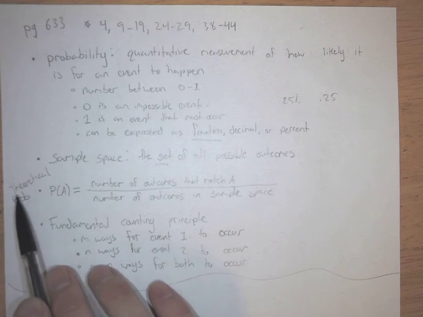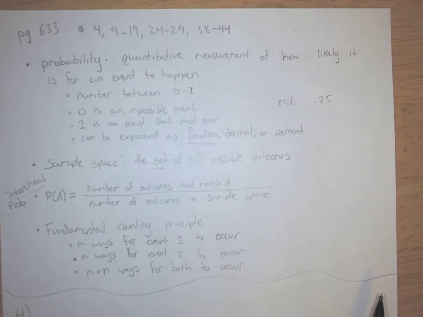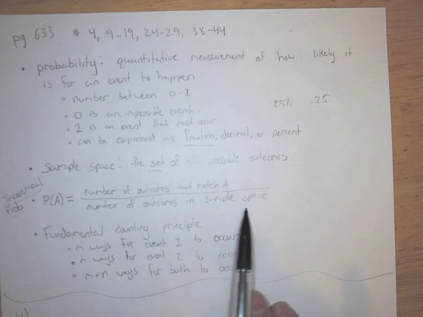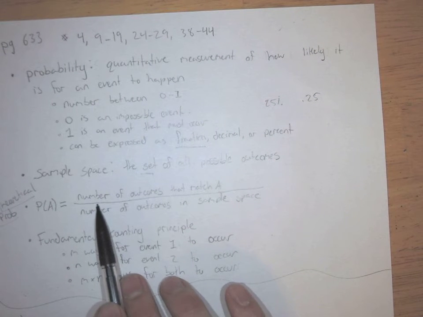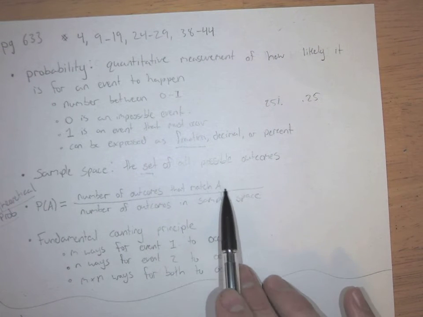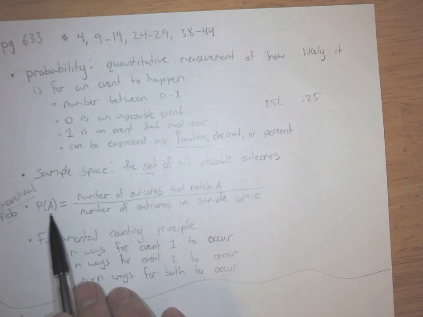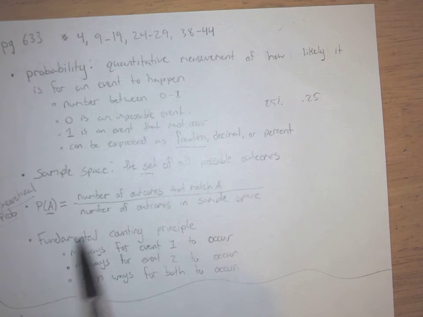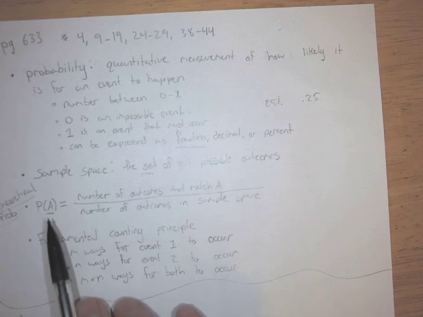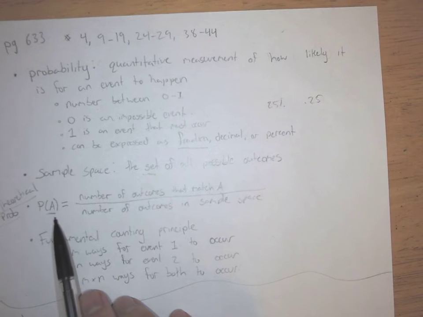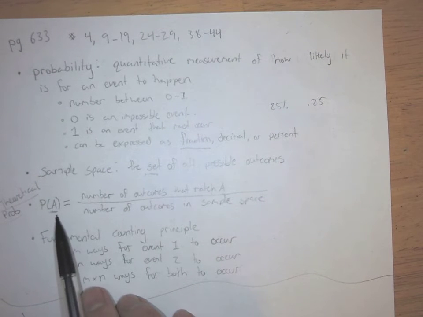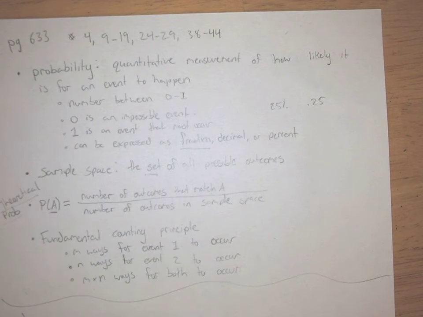Now the theoretical probability formula is going to be really important, and that has a sample space idea in it. To find a theoretical probability, it's the number of outcomes that match A. This is the probability of some event we're calling A. So the number of outcomes that match what we're looking for, or in other words, the number of ways that A could occur, is what I said in the video.